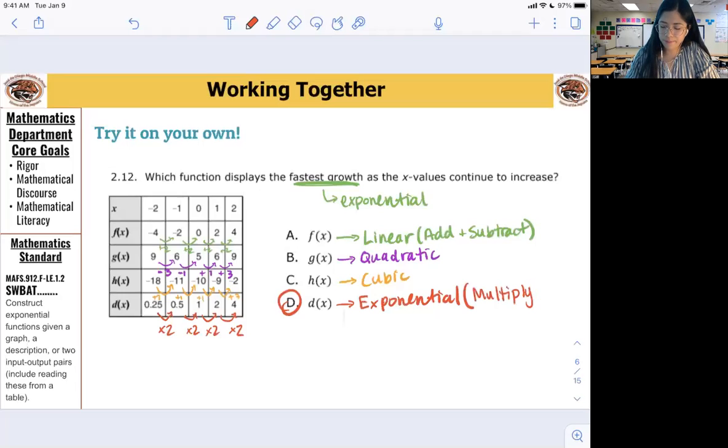Does that help? Yes, a lot. Good. Linear is adding and subtracting. Exponential is multiplying and dividing. Okay? Good question. Anything else? All right.